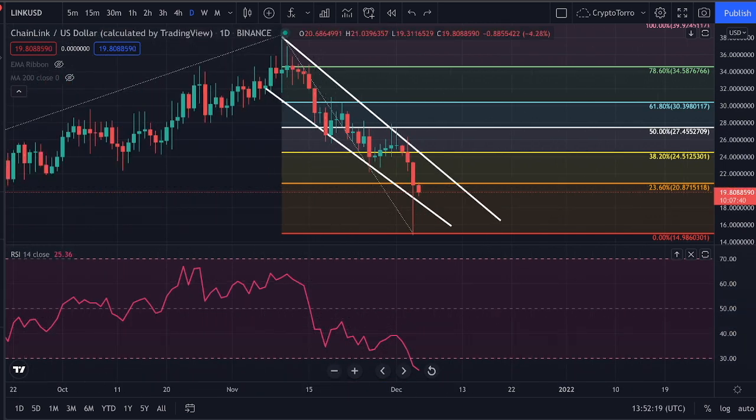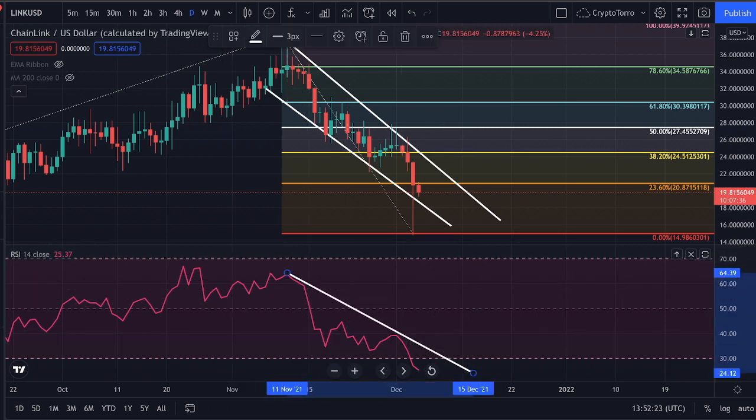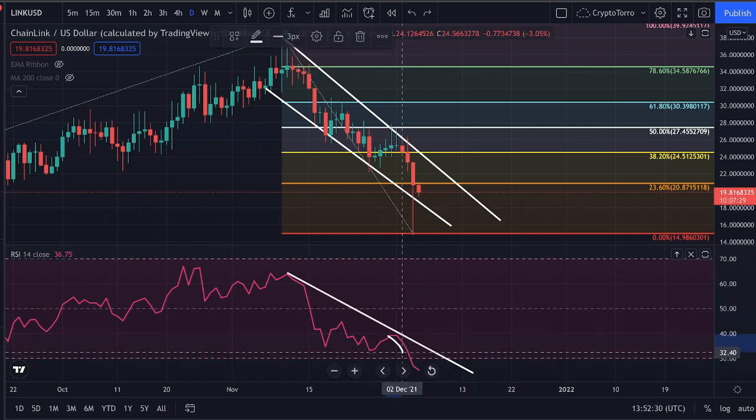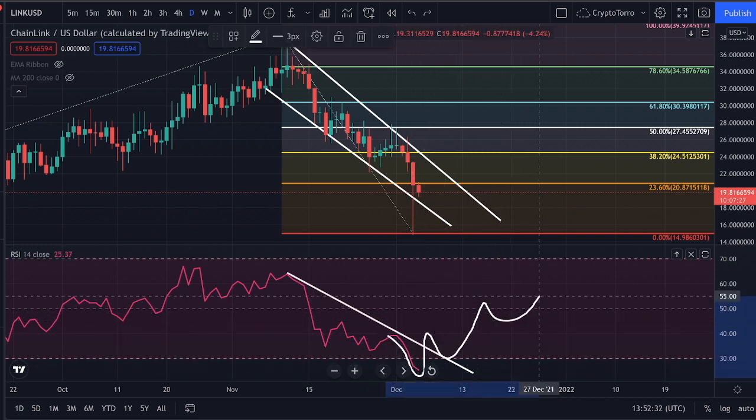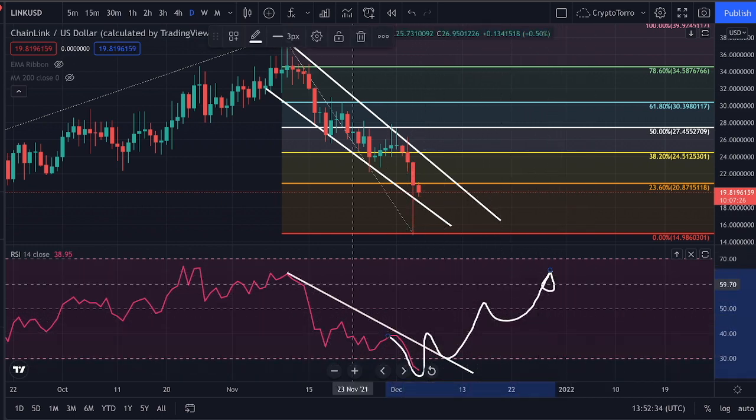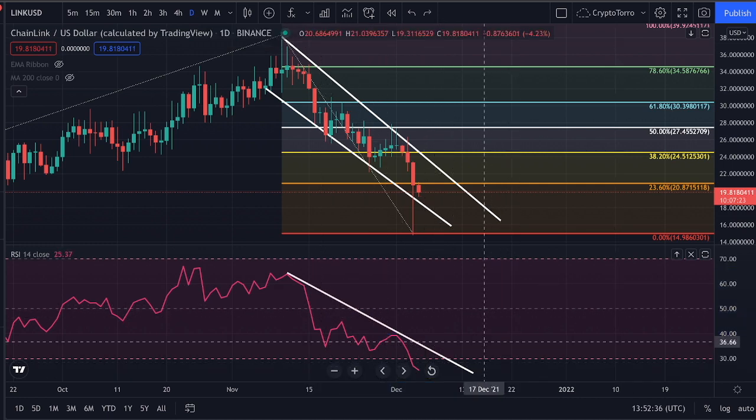What I think is important to know is to break out above this descending resistance on the RSI. If we do break out above it, it is very likely that we are going to experience more momentum towards the upside afterwards. So that is something I think is quite good to know right now on the daily time frame.